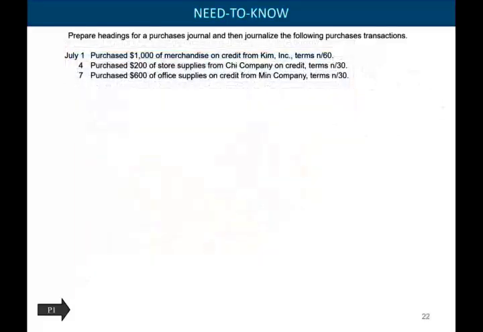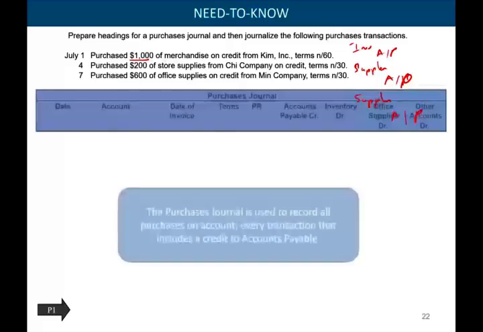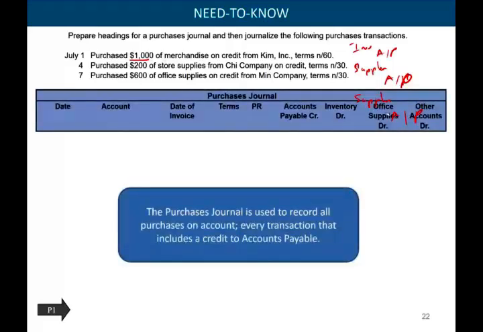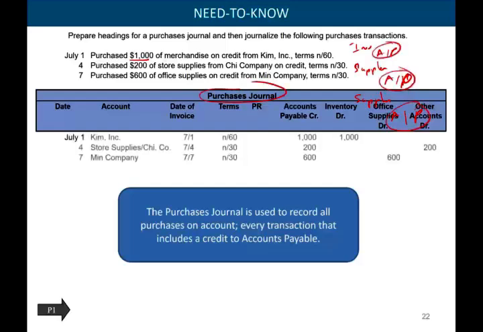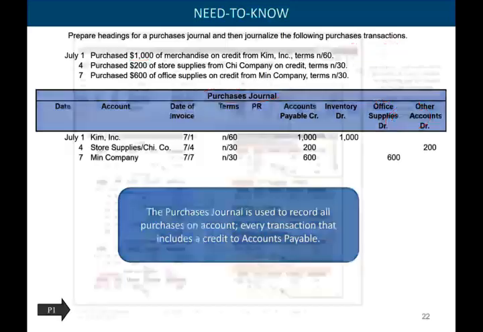Okay, here are 3 examples. We purchased 1,000 of merchandise from Kim, debit merchandise inventory, credit AP. We purchased 200 of supplies from Chai Company, debit supplies, credit AP. AP, not AR, AP. Purchased 600 of office supplies, again, debit supplies, credit AP for this amount. Now what we need to do is show you how it's recorded in the purchases journal, because we bought everything on credit. They all involve increasing the accounts payable, and here's how it works.